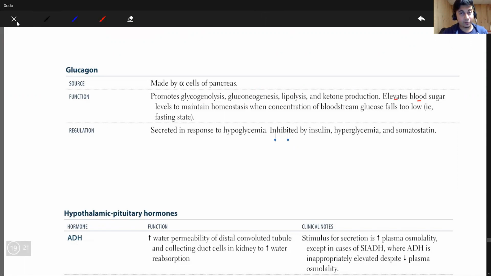It elevates blood sugar level to maintain homeostasis when the concentration of bloodstream glucose falls too low. That means when we are fasting, glucagon comes in handy, because it increases the glucose level in our body by doing these several procedures.